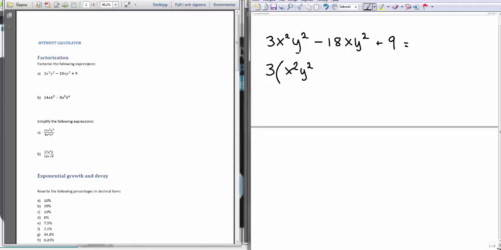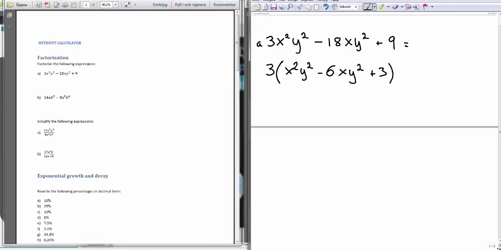Then we have to ask ourselves the question, 3 times what is equal to minus 18xy²? Well, let's fix this constant first. So 3 times what was minus 18? Well, minus 6. Minus 6 times 3 is minus 18. And then we have to write xy squared. And then 3 times what is plus 9? Well, plus 3. 3 times 3 is equal to 9. And we're done. So here, the highest common factor was just a 3.